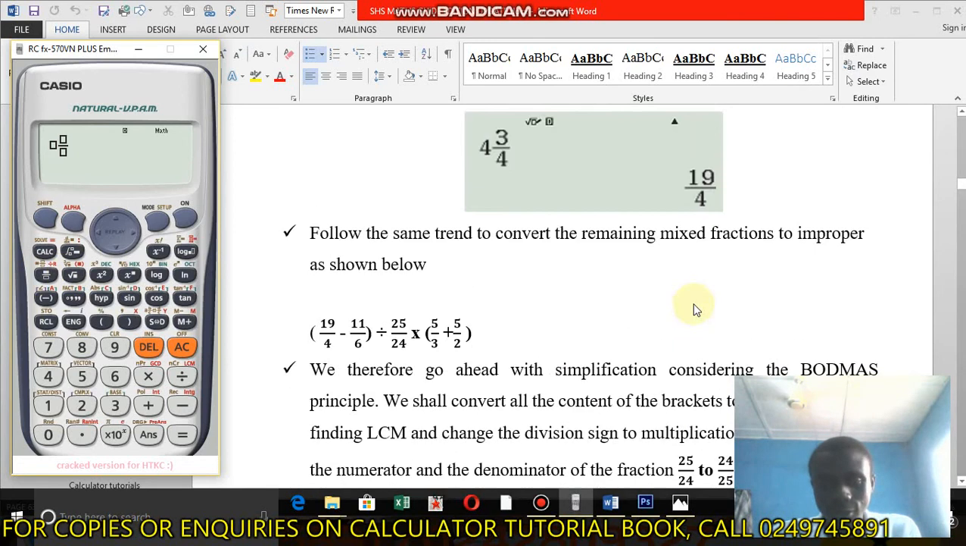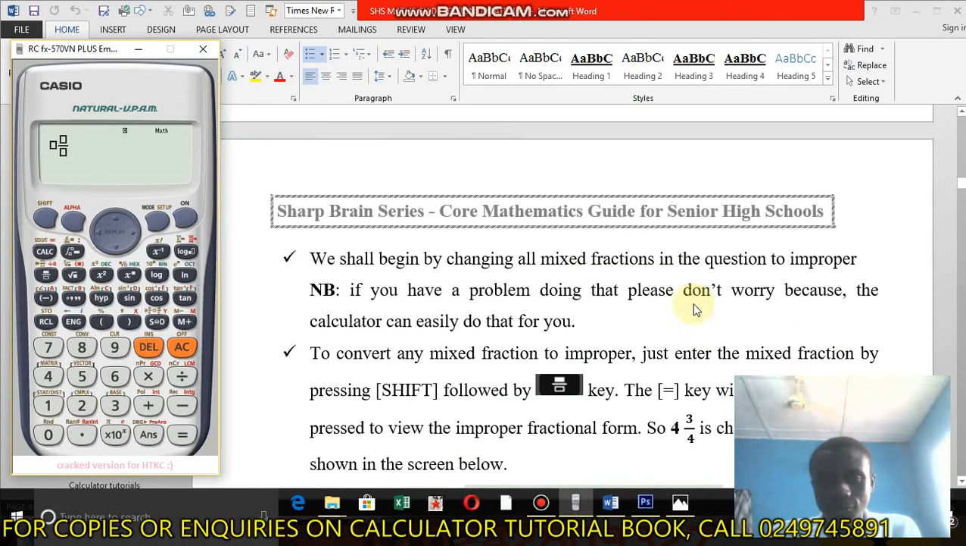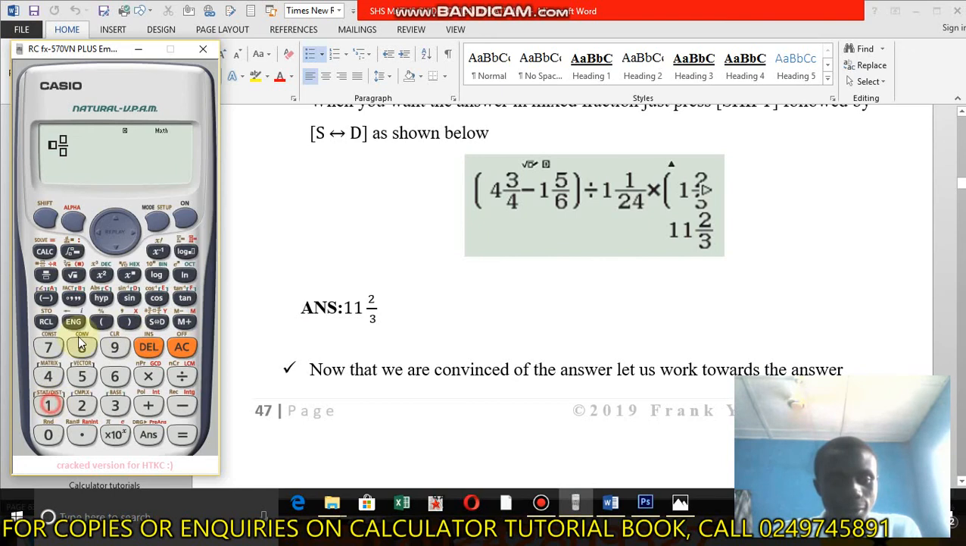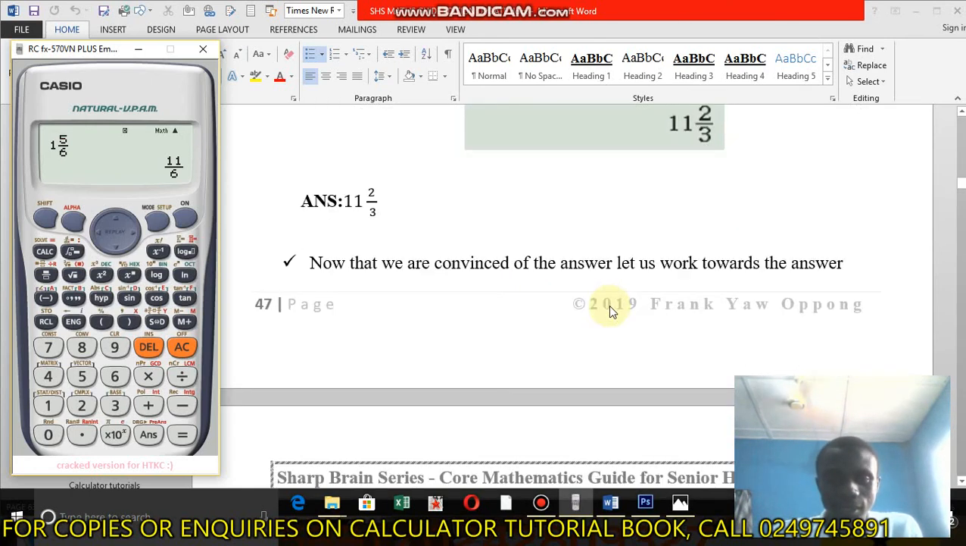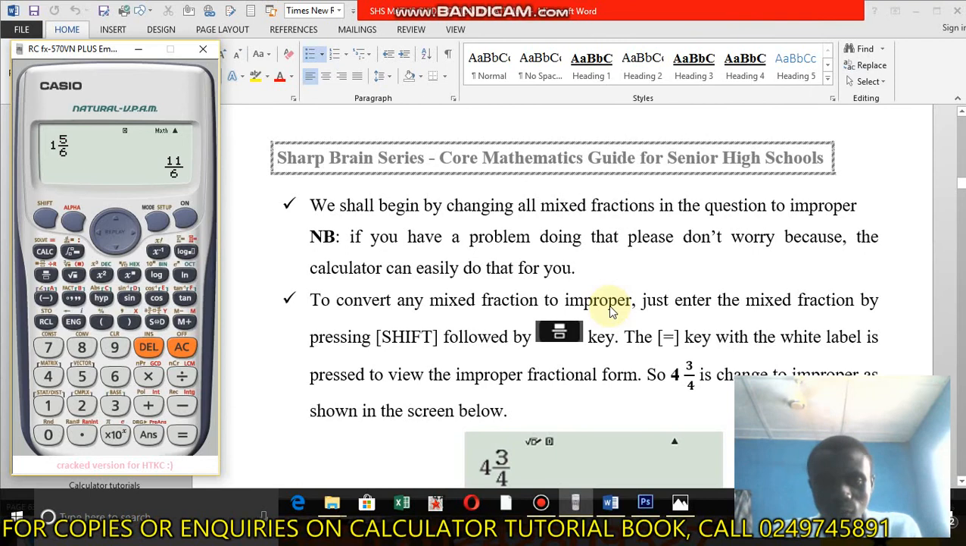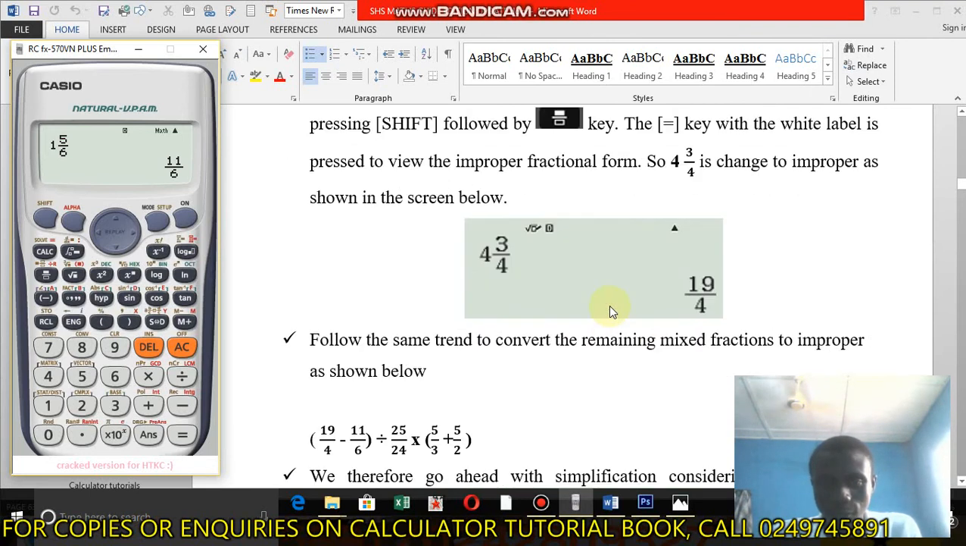Shift fraction. So we are entering the next: 1 whole number 5/6. We press equal to, 11/6. So even the weak students in the class who find it difficult to convert mixed fractions to improper fractions, the calculator is doing it for you in session B. Please, just get a copy of the book for yourself and you will never fail the mathematics paper.